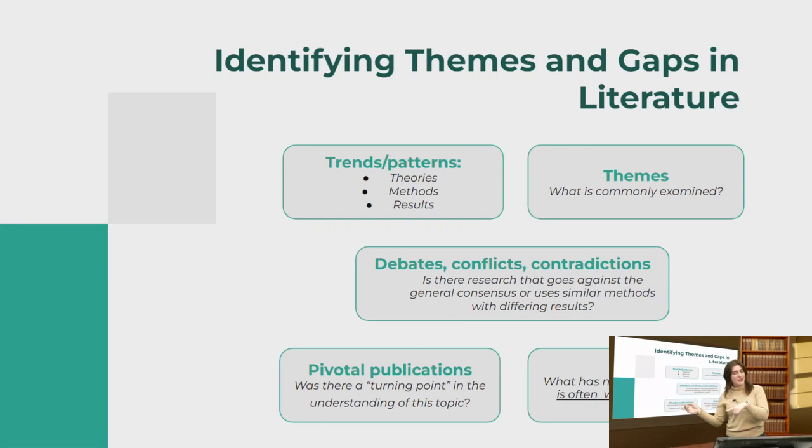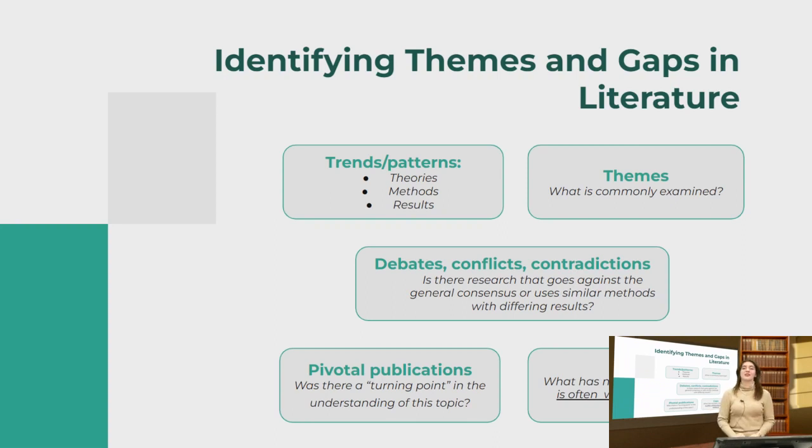Another way you can do that is to group things by themes. So if something is commonly examined, all of these texts examine this theme, whereas these texts examine this theme, whereas these texts examine, you see where I'm going? That's another way that you can categorize the literature you found.